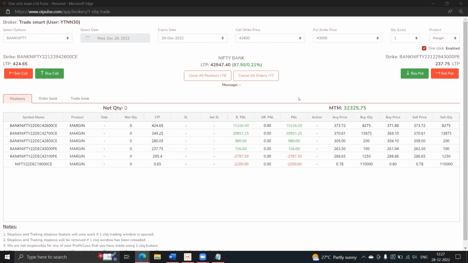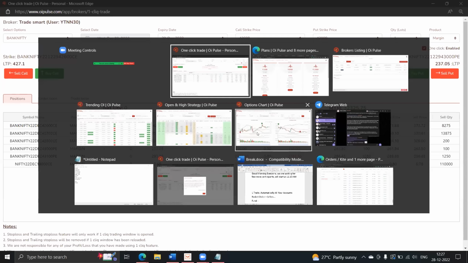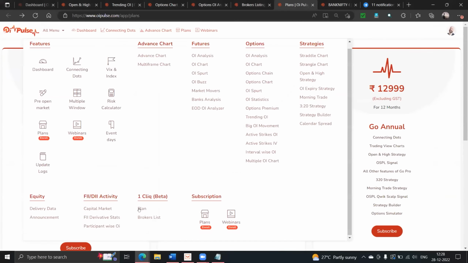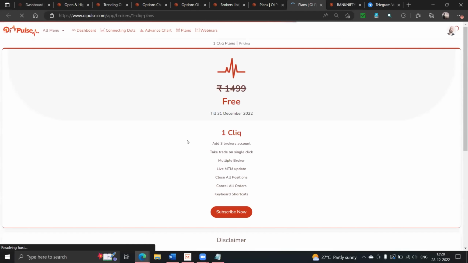What will be the price of one click? We have already mentioned the price here, on the OI Pulse. Just go into the plans page on one click. As of now, it is 1499, which we have given free till 31st December. But there will be a discounted price for initial offers. Mentoring details: guys, we will be announcing the mentoring details in the first week of January.